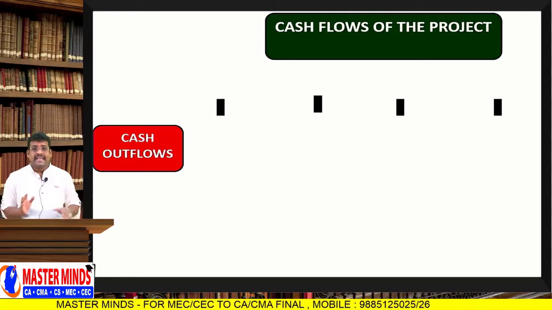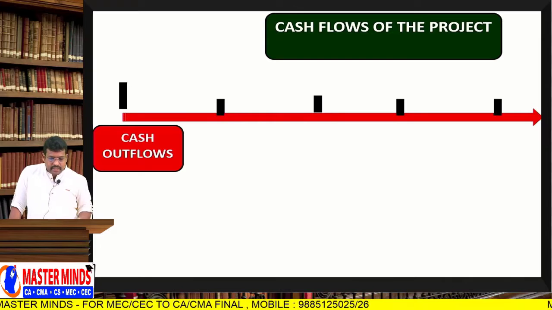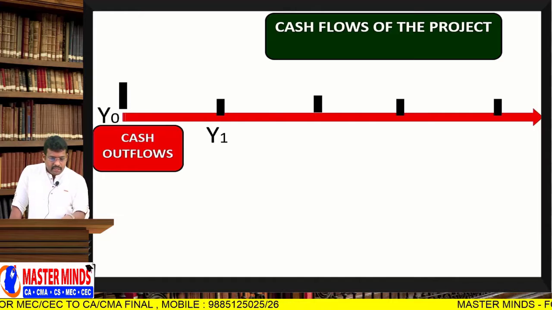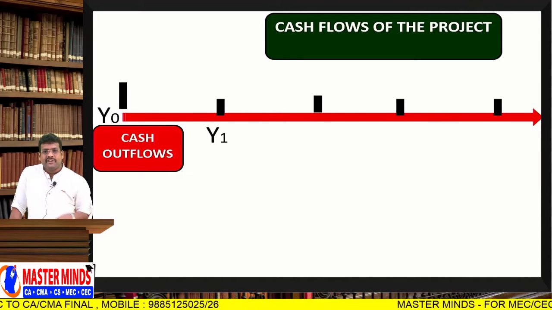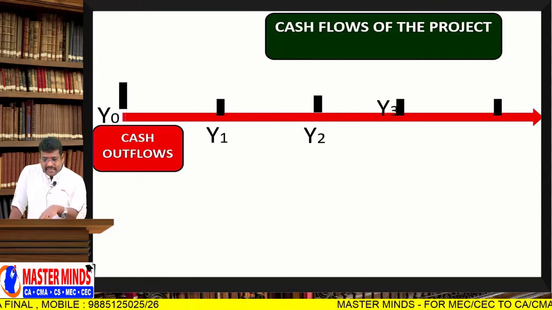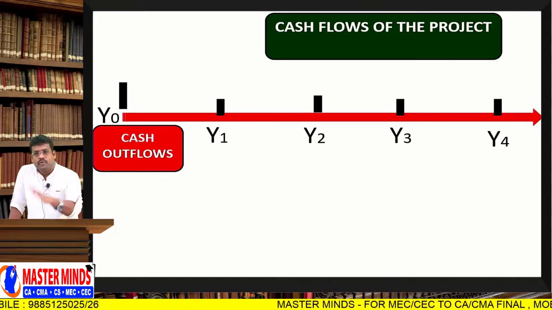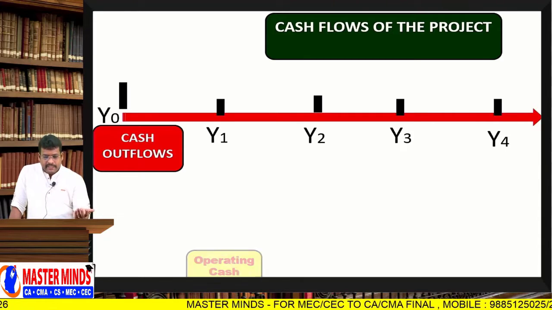For that purpose, you should understand the cash flows of the project. See, dear students, here I would like to say year 0. 0 means beginning of the year. Keep it in mind. Year 0 means beginning of the year. Y1 means at the end of the first year. Y2 means end of the second year. Y3 means end of the third year, and Y4 means end of the fourth year. So this is Y0. You used to make outflow. That is nothing but investment.